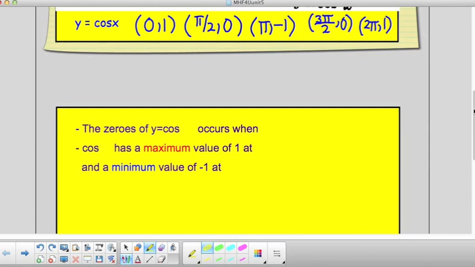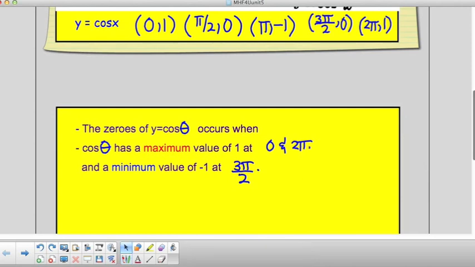So I want you to copy down the bottom note as well, in addition to the key points. The zeros of y equals cos theta occur when cos theta has a maximum value of 1 and a minimum value of negative 1. So we know our maximum value of 1 occurs at 0, as well as 2 pi. And a minimum value of negative 1 happens at pi. That's the criteria for the cosine function.